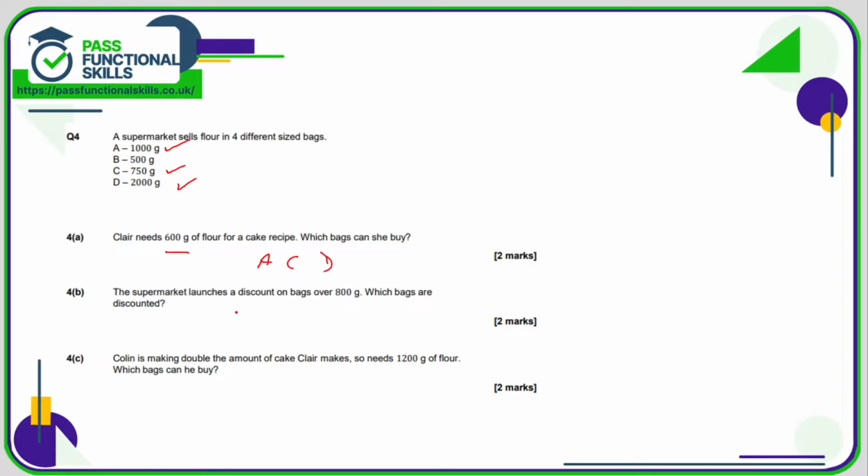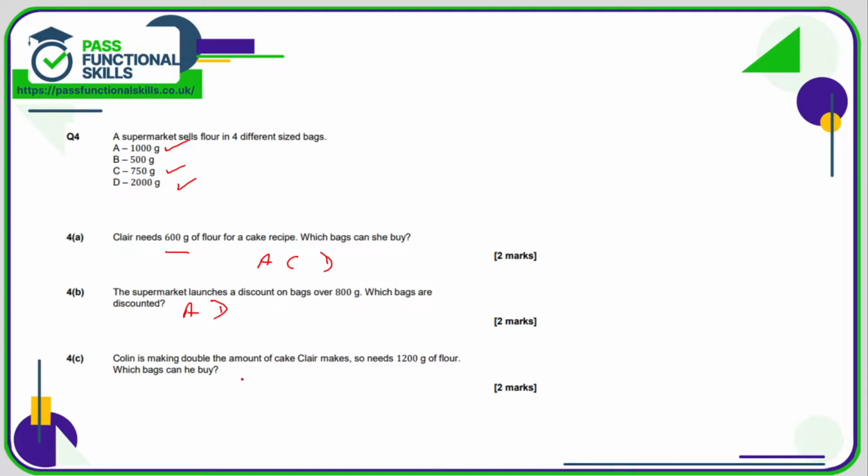The supermarket launches a discount on bags which are over 800, so the ones that are over 800 are A and D. They're the only two that have got a mass of more than 800 grams, so A and D.